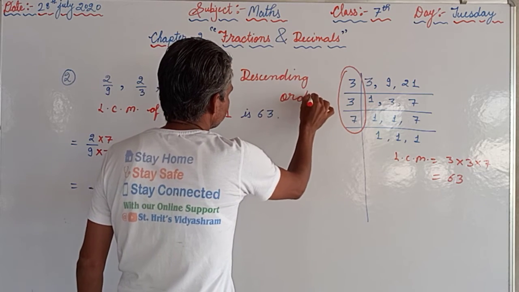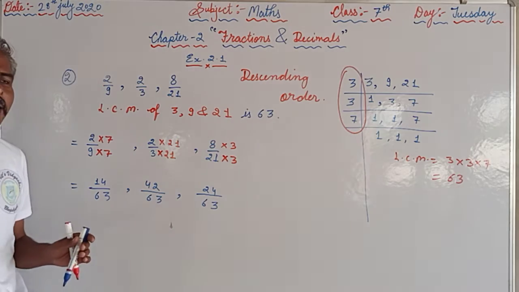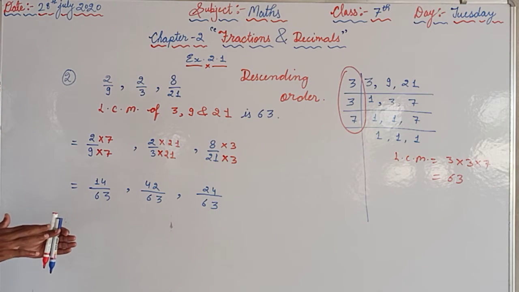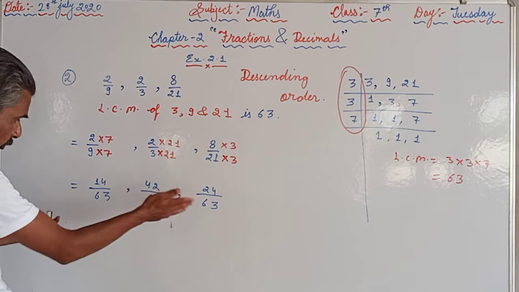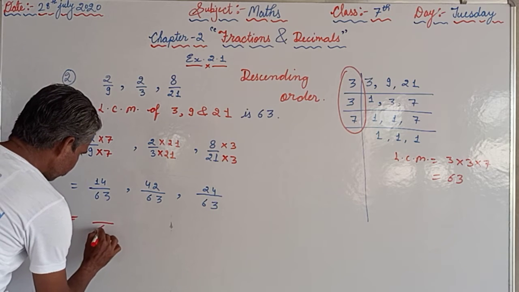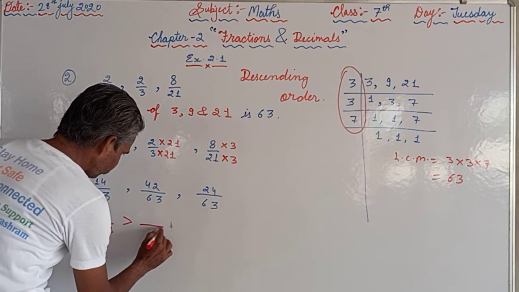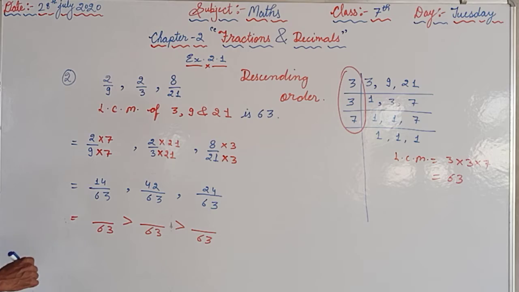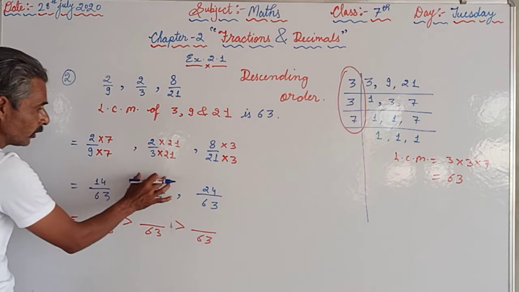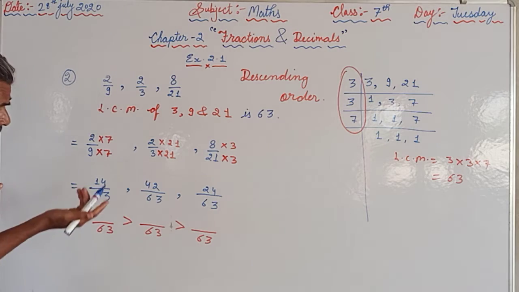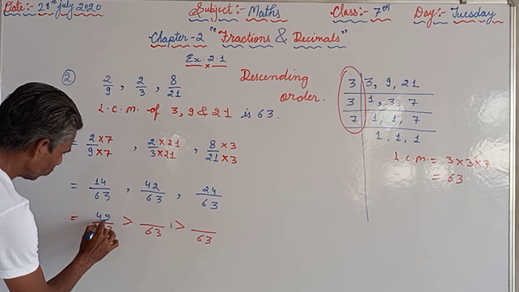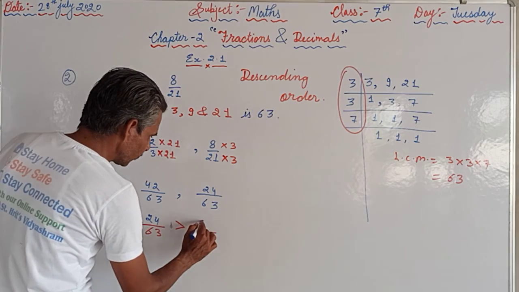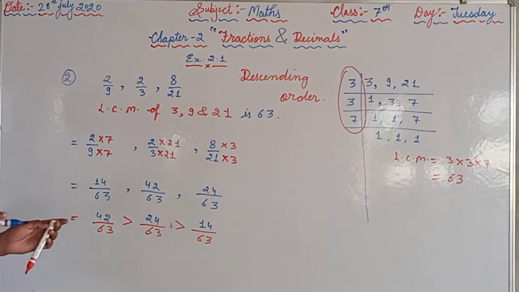Descending order means from higher to lower, from the larger fraction to the smaller fraction. First of all, we are supposed to write the larger one. The denominator is the same, so we write 63, 63 and 63. Now we observe the numerators. Which one is the largest? That is 42. After 42 there is 24. After 24, 14 is the least. So we have arranged them in descending order.